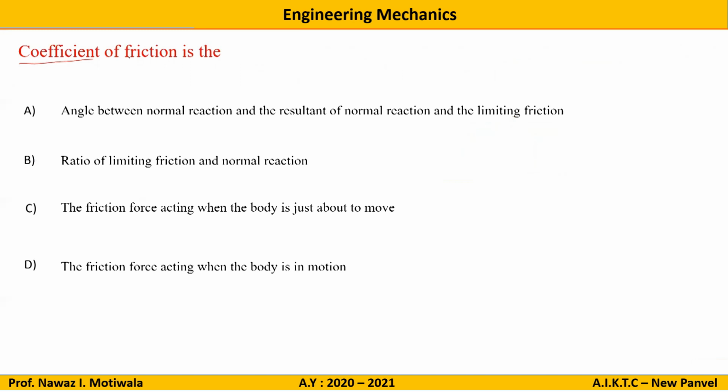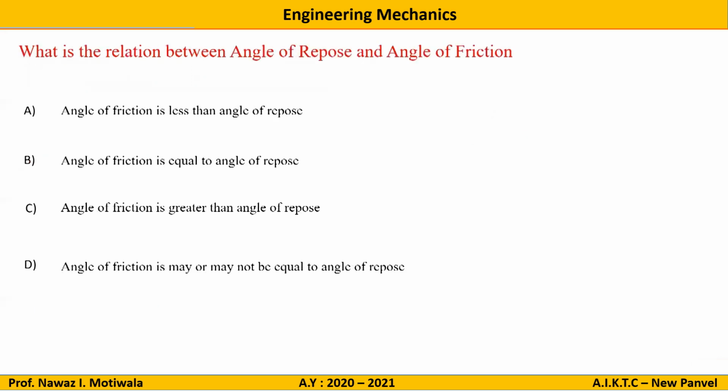Coefficient of friction is just the definition he has asked. Is it the angle between the normal reaction and the resultant of normal reaction and the limiting friction? Or the ratio of limiting friction and normal reaction? Yes, this is the correct answer. We have seen that mu is equal to the ratio of the limiting friction force to the normal reaction. Next question: what is the relation between angle of repose and angle of friction? This also we have seen, that phi is equal to theta, that is, both are equal. So the option is angle of friction equal to angle of repose.